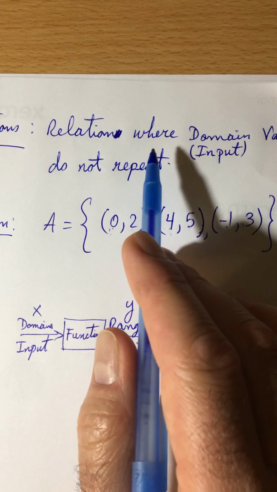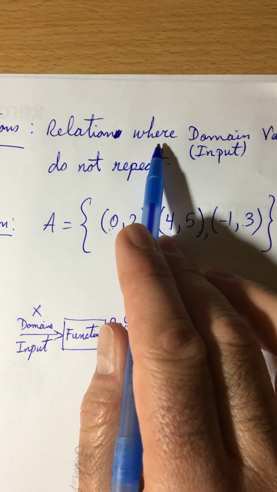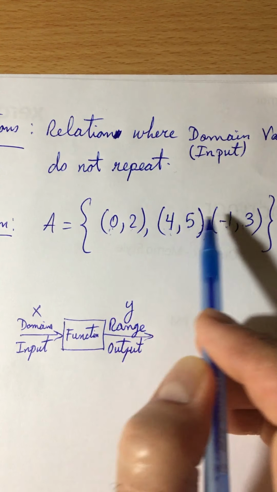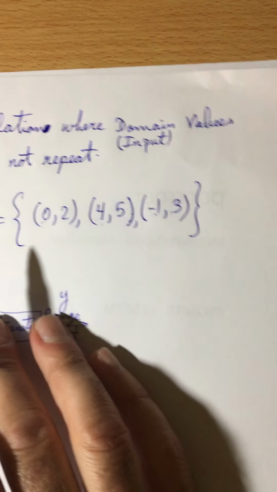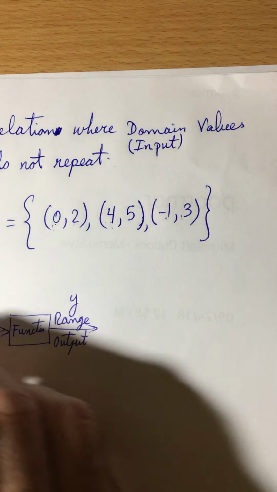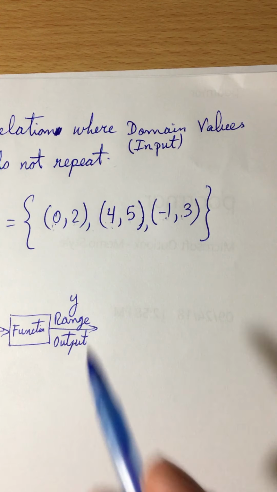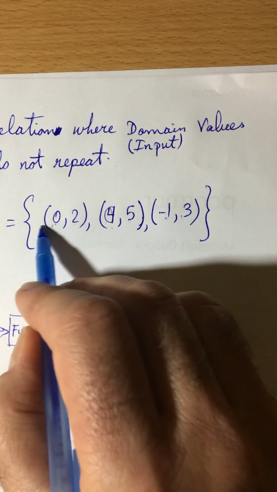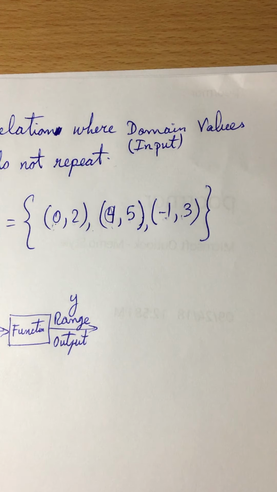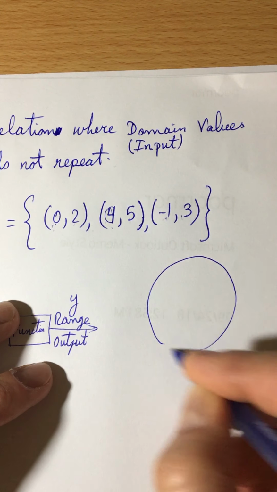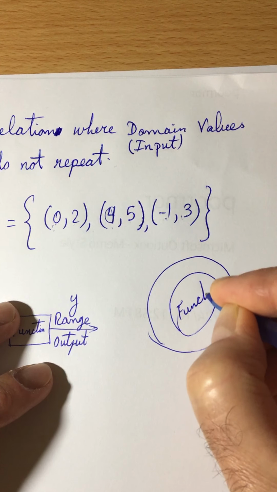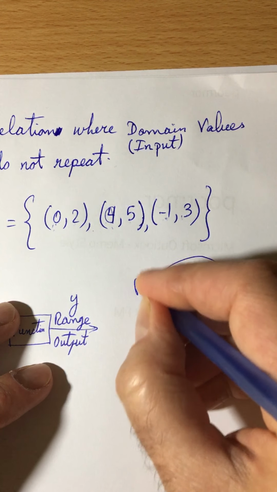So a function is a relation where domain values do not repeat. Look at the domain values: 0, 4, -3. Are they repeating? No, they're all 3 different numbers. So this relation is also a function. But let's say I had 0 here, then these 2 domain values are repeating, and this relation is not a function. So every function is a relation, but not every relation is a function. Let me show it to you with another diagram. So functions are subsets of relations.